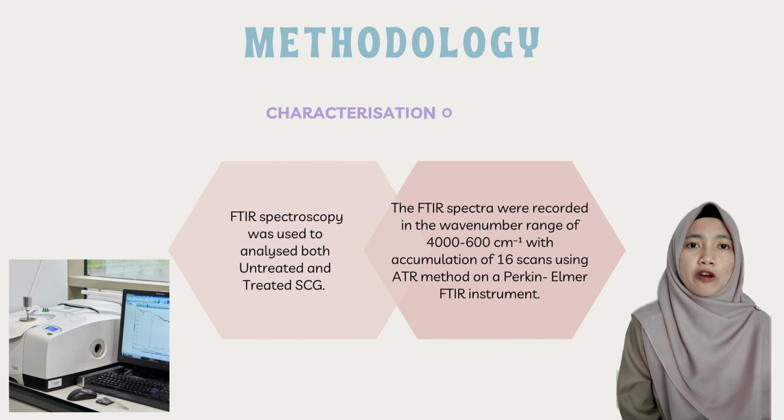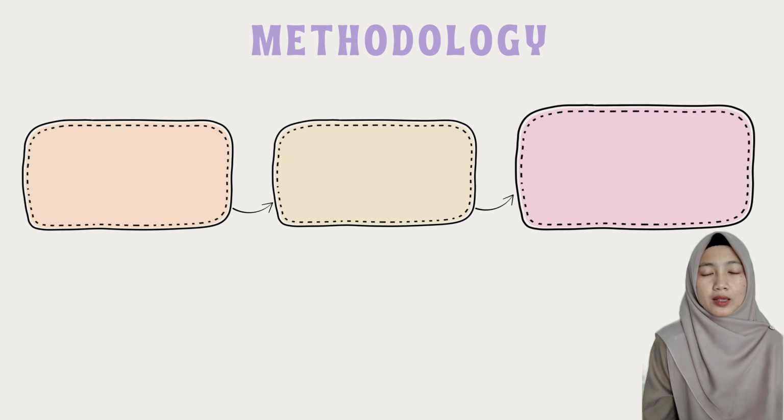Next, we analyzed both samples using FTIR, scanning from 4,000 to 600 per centimeter. We were looking for hydroxyl, carbonyl, alkene, carbon-oxygen, and carbon-nitrogen groups. These functional groups can bind dye molecules through hydrogen bonding, pi-pi interactions, and electrostatic attraction.